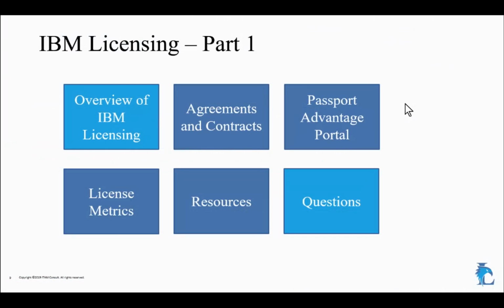The agenda we'll be covering, we'll be taking a look at an overview of the IBM licensing in general. We'll be taking a look at agreements and contracts. We'll be spending a little bit of time there because it's something we want to get you a foundation. We will take a look at Passport Advantage portal, which will become your go-to for anyone managing IBM licensing. We will touch on IBM license metrics. We'll talk a little about resources and hopefully some time at the end then to do some Q&A.